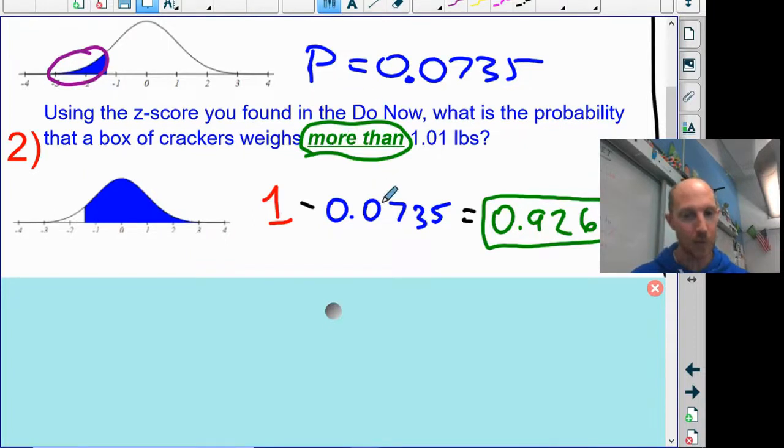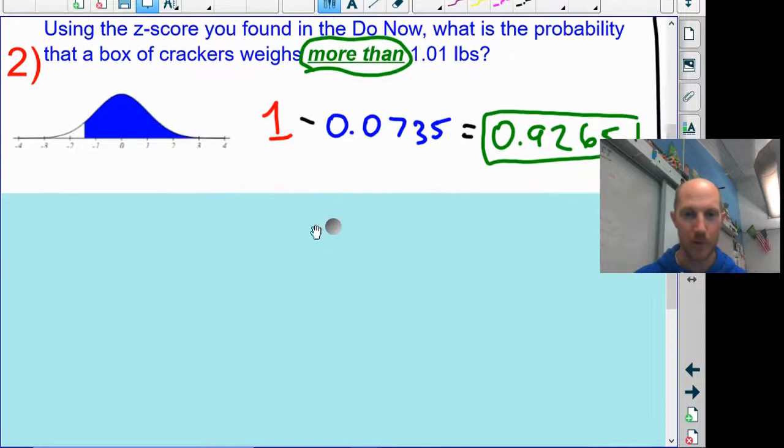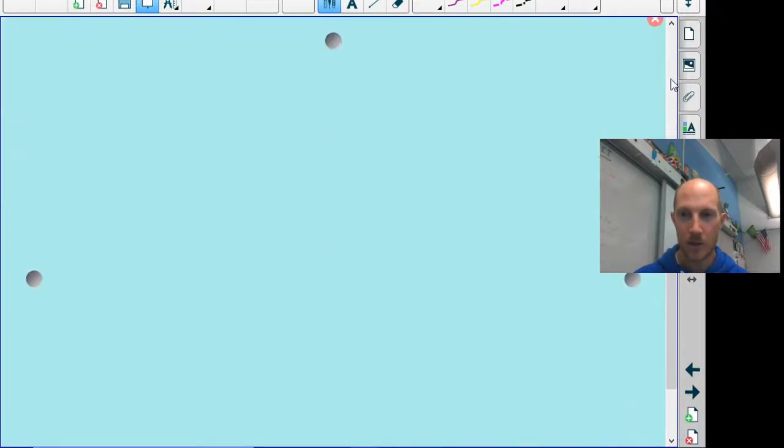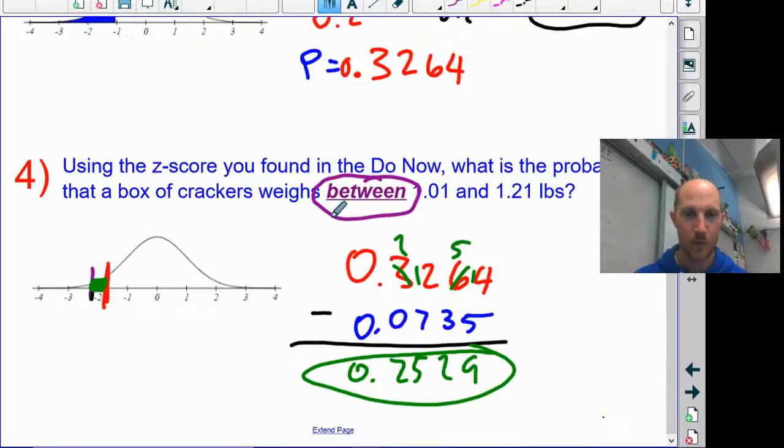So take that probability from the table and subtract it from 1, which is what we did for question 2. You can see the illustration of the bell curve: we shaded the complementary part of the bell curve. And then down here for question number 4, if we need between, we need to do the z-scores of both outcomes, look up the probabilities for both outcomes, and subtract those two probabilities to get the probability between.